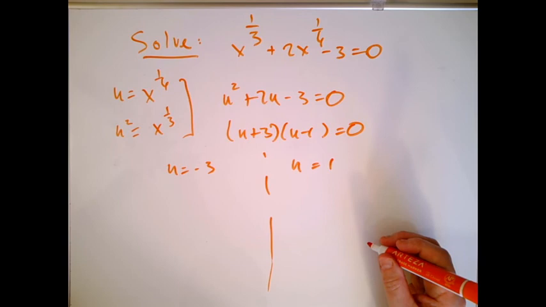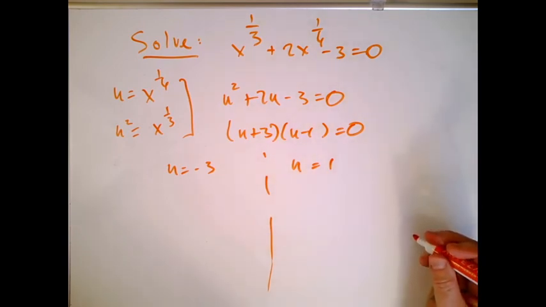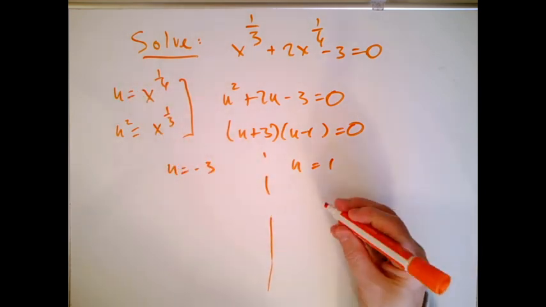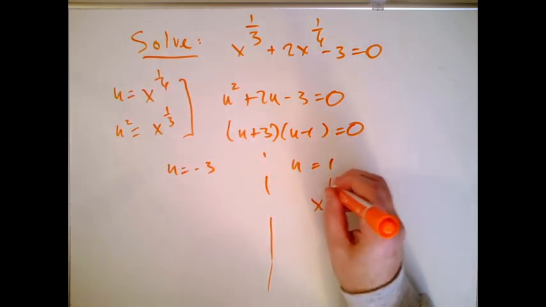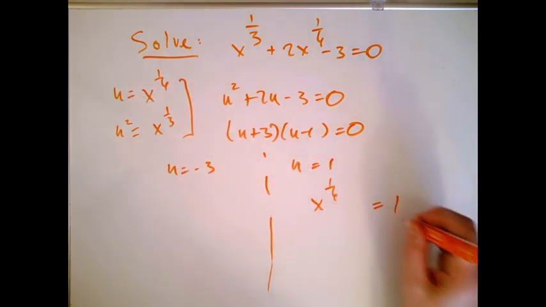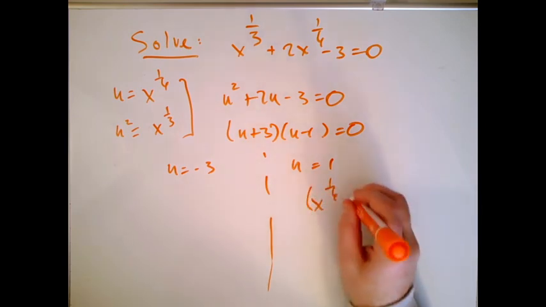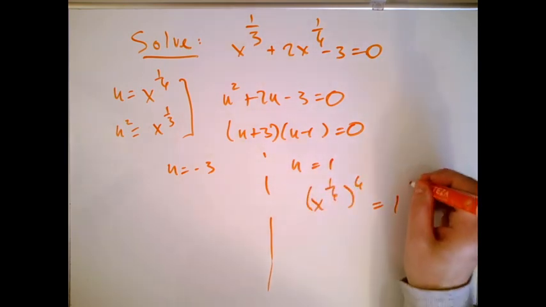I'm going to do the easy one first, so the easy one is going to be u equals 1. Now, instead of u, I'm going to put what is equal to it, x to the 1/6. So I'm going to write down x to the 1/6. I'm going to leave a little space. Why do I leave a little space? Because I have to solve for x. How do I solve that for x? I raise both sides to the 6th power.